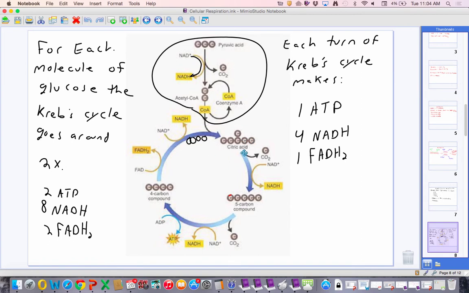So the next thing that's going to happen is 1 carbon will leave as CO2. Another NAD positive comes in, picks up a hydrogen ion and 2 electrons and leaves as NADH. And if you have 6 carbons and 1 left, you have 5 carbons remaining.